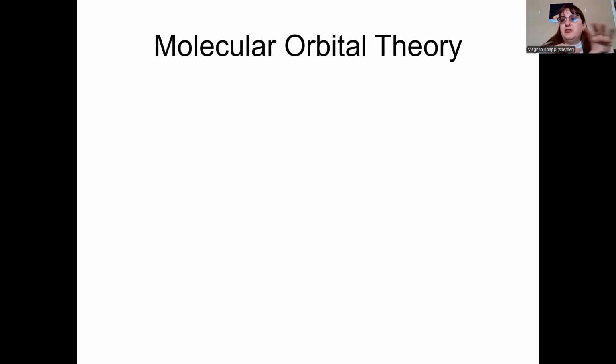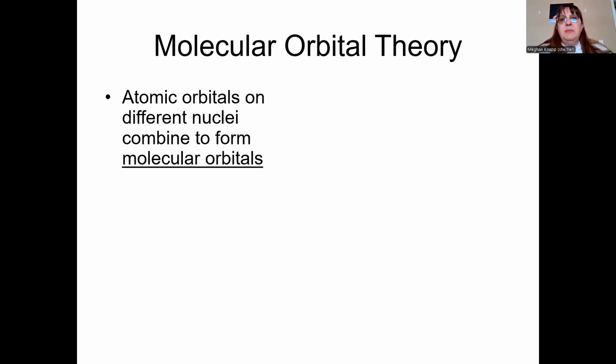So I can use it for my transition metals. I can use it for my inorganic sulfur hexafluoride, and I can use it for organic molecules. So it's nice that it works for everything. The problem is it's complicated. And so since it's complicated, we're just going to take one baby step today, and we'll get more into it on Monday. Okay, so the idea of molecular orbital theory is that we have atomic orbitals on atoms.